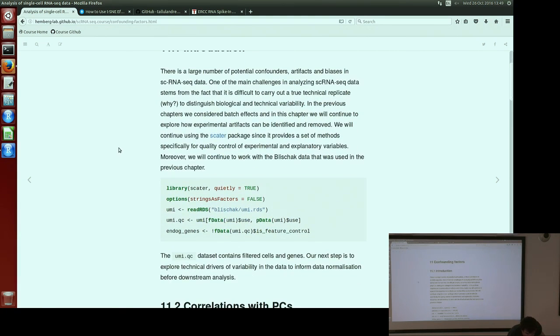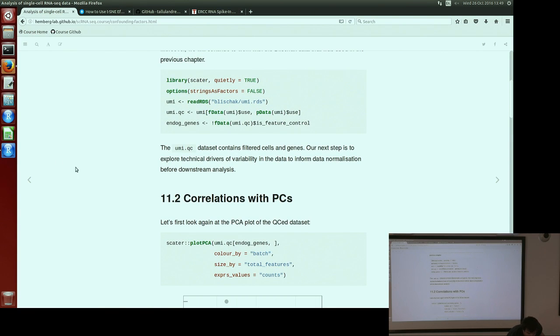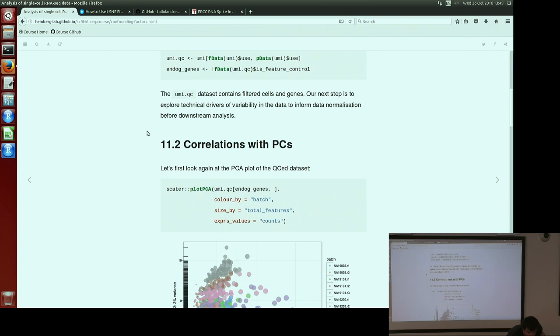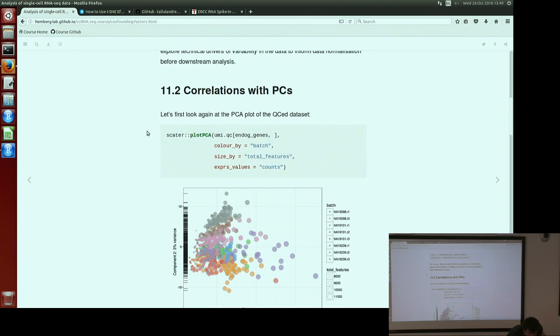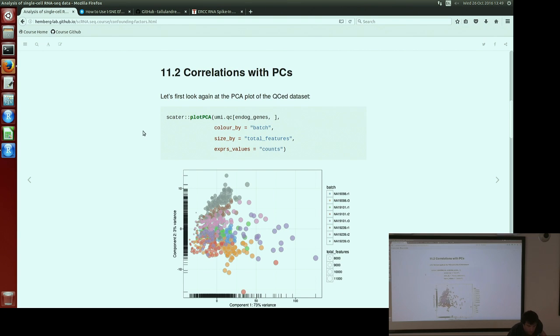We'll continue to work with the Bleachak data as we have been doing, so we can load that up here as we've done before, identify the full data set, the QC data set, and those endogenous genes that we've used previously. And so again, we can look at correlation, or what we will do is look at a PCA plot again.